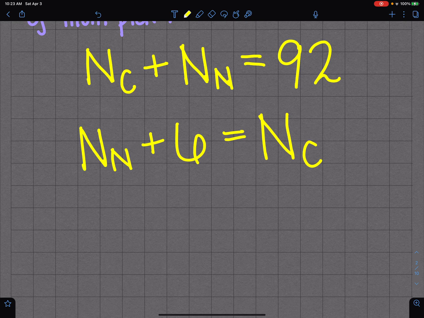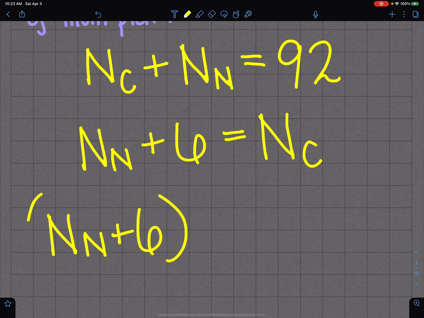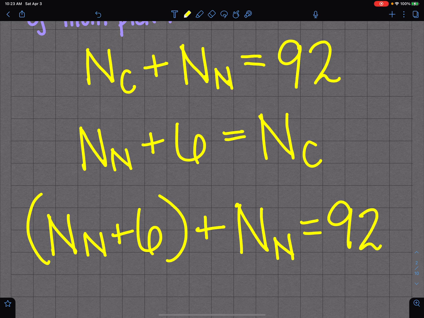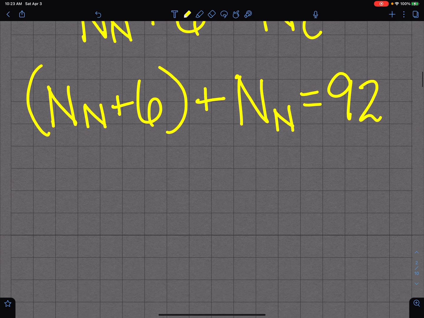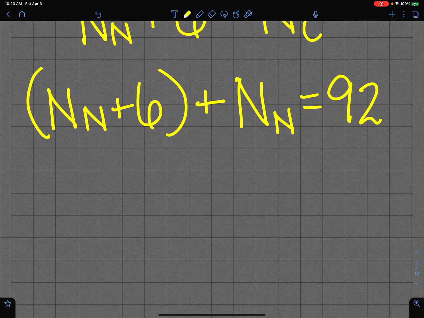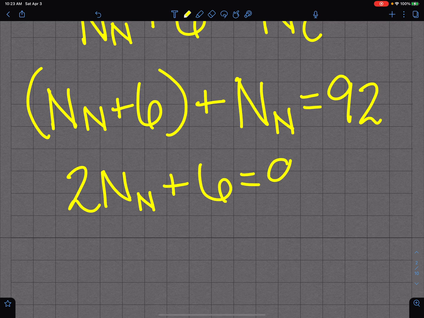So it would be n plus 6, because that's equal to what Charles picked, plus n equals 92. Then I have one equation and one unknown. And you know how to solve these, right? You're going to combine like terms. So 2n plus 6 equals 92.